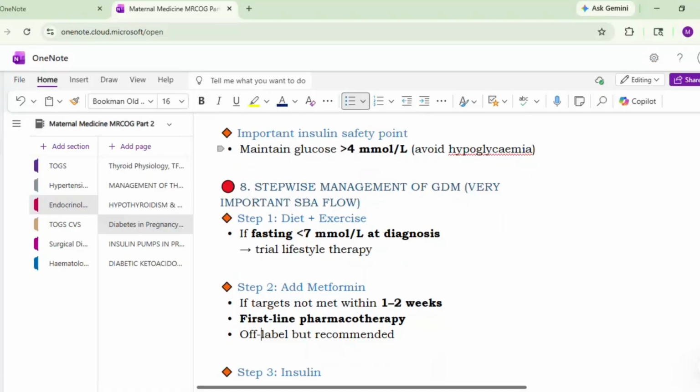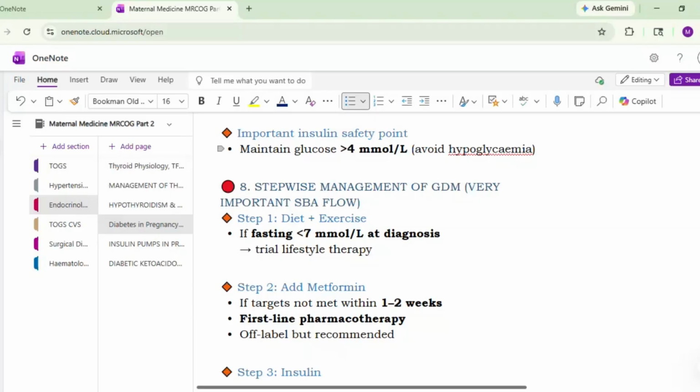Now, stepwise management of the GDM. The first step is diet plus exercise. If her fasting glucose level is less than 7 millimoles per liter at the diagnosis, a trial of lifestyle therapy is indicated. Again, this is an SBA, so they'll give you a long scenario that she is screened for diabetes mellitus.